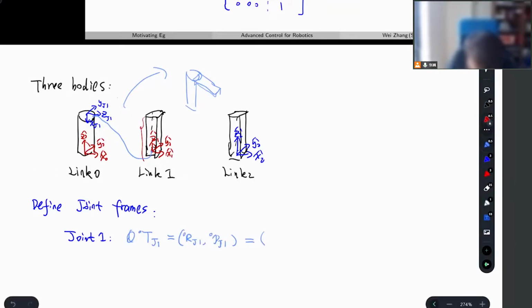Well, the rotation should be: the first column is 0, 0, -1. So okay, anyway, that's only the rotation. Let's call that rotate. Rotate about this y0 axis by half pi, right?